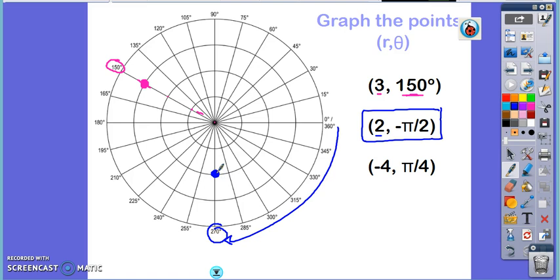All right, the last one's kind of a brain buster. Look at this. It has a negative radius. What's up with that? So we're going to first rotate to pi over 4. Pi over 4 is how much? 45 degrees. And then when we count our radius, how do you count negative 4? You go the opposite way. So now we're not going to head towards the 45. We're going to head away from the 45. 1, 2, 3, 4. This is the point negative 4, pi over 4.